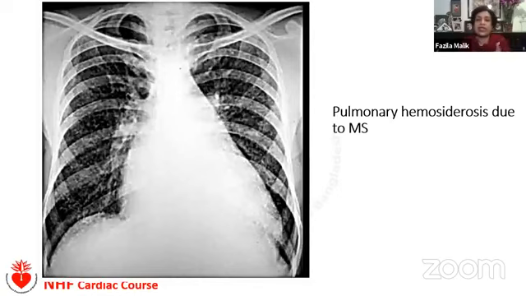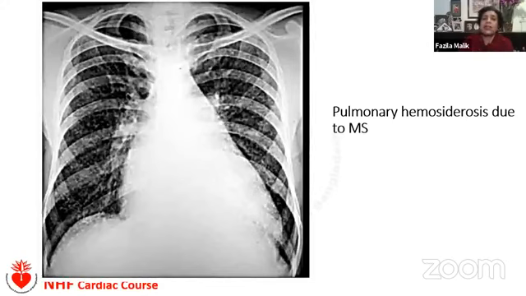Is the border straightened? Is there a double density? Is there splaying of the carina? Because this could indicate that this miliary mottling is due to mitral stenosis and is an indication of secondary hemosiderosis.